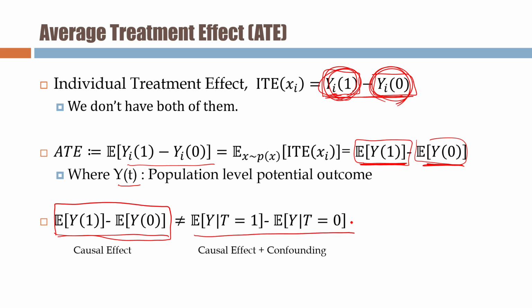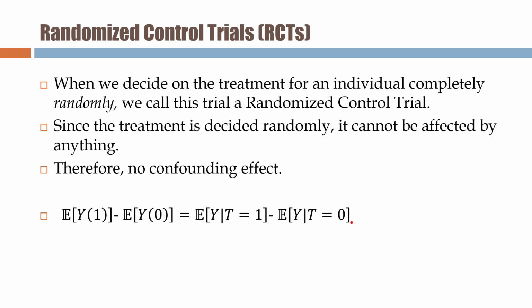You can just collect the treated data. You collect only the data where T equals 1, and only the data where T equals 0, and you can calculate the expected Y average. But this difference is not the causal effect, because it includes confounding. Okay, so that's why these two are not the same. I will show you when these two things are the same.